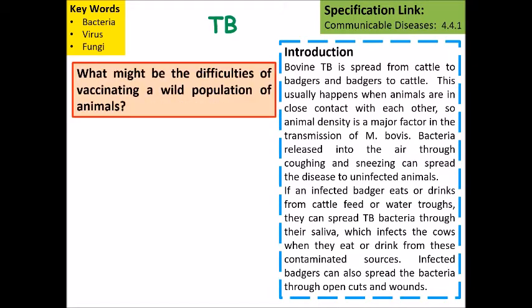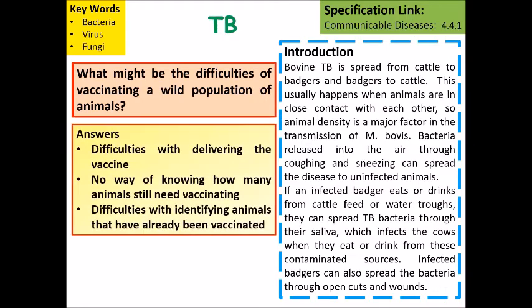And finally, what difficulties might there be in vaccinating a wild population of animals? Some of your answers might talk about difficulties in delivering the vaccines, and no necessarily accurate way of seeing what animals have been vaccinated or still need vaccinating. You might also want to talk about the disease mutating, so therefore a vaccine would have to be altered over a long period of time.